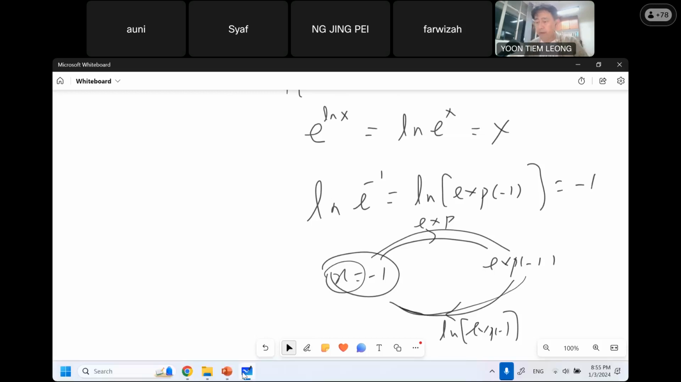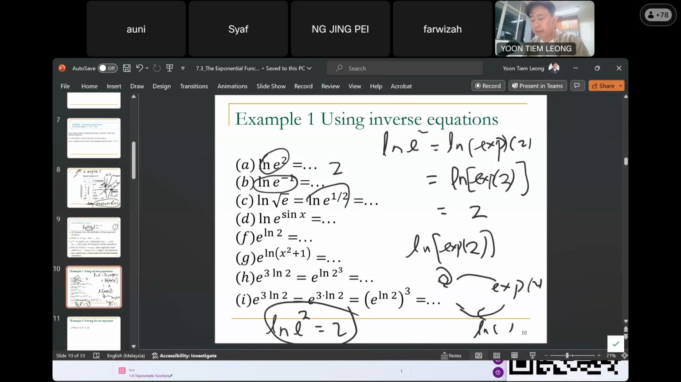You also have other examples like here. e power of half, square root of e, is ln of e to the power of half, and this is just equal to half. And this is nothing but just sine of x.